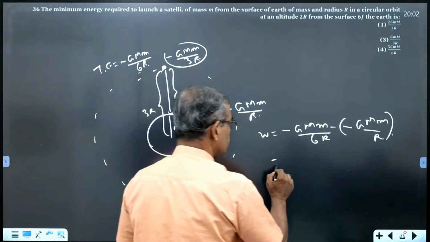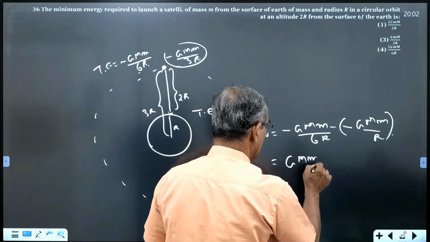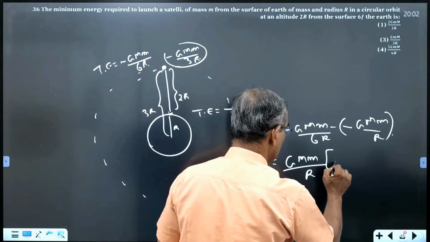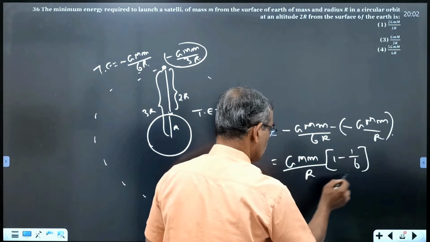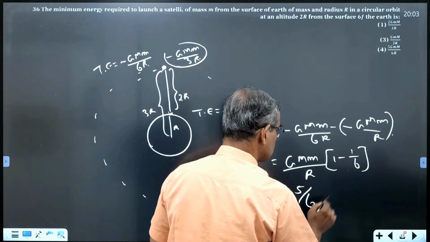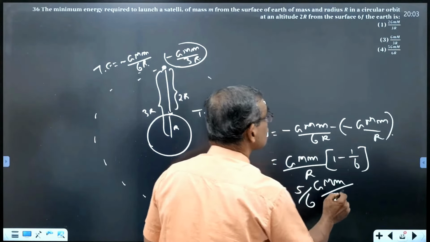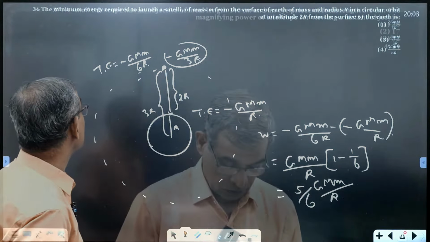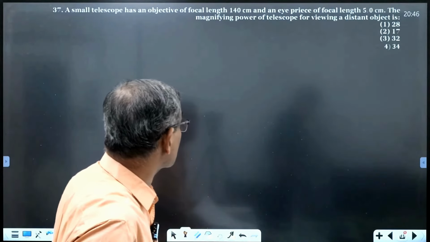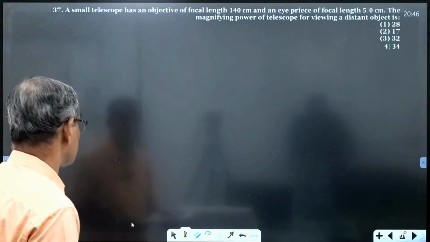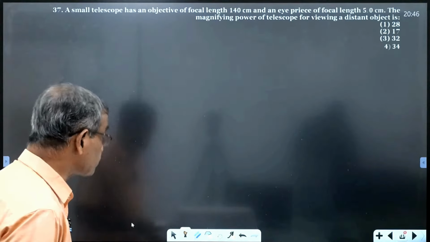Now, take the difference. It is equal to GM by R times (1 minus 1 by 6), which is equal to 5 by 6 GM by R. So that is our answer. Now we came up to question number 36. Next question is 37.